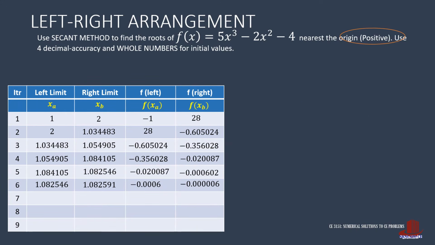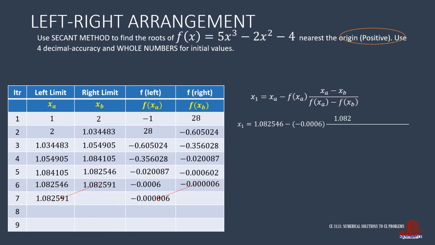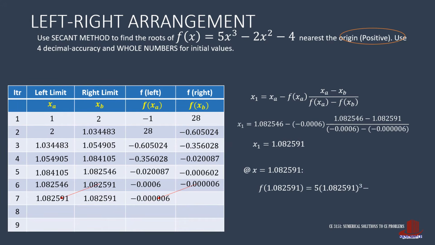In case we take another iteration, xa then is the former xb, and also f of xa was the previous f of xb. Take the new value for xb using the secant function, where it gives 1.082591. Substituting this value into the function, f of xb is then solved as negative 0.00006. And from the two columns, we can then observe a convergence. Thus, the root is certainly 1.082591.